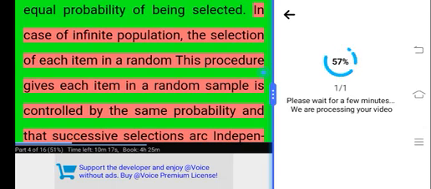In case of an infinite population, the selection of each item in a random sample is controlled by the same probability, and successive selections are independent of one another.